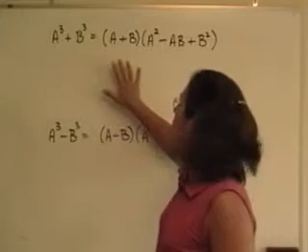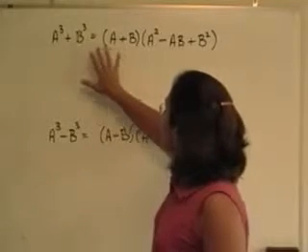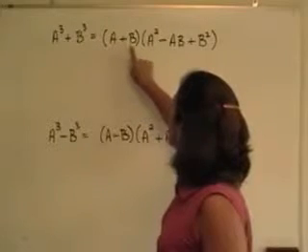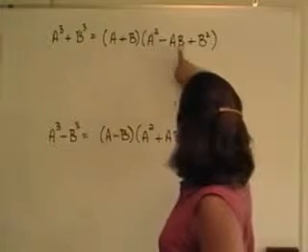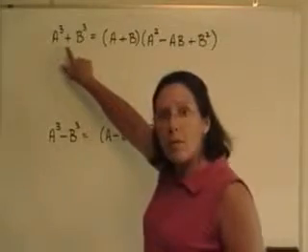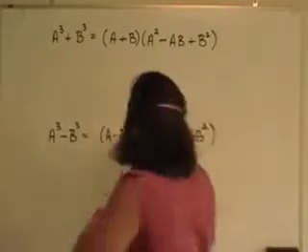Mathematicians figured out this algorithm, this process, and recognized that if I had an expression, let's just talk variables, a plus b times a squared minus ab plus b squared, that would result in what we call the sum of cubes. And I'm just going to show that real quickly to you.